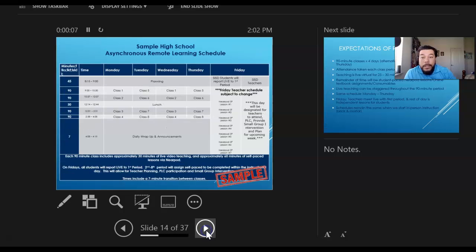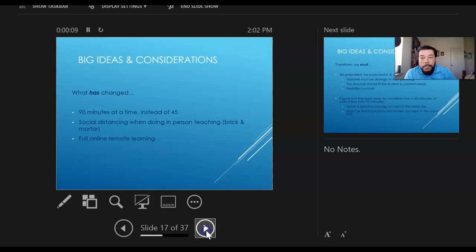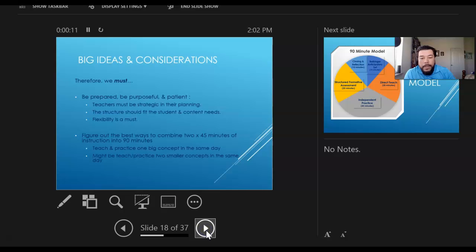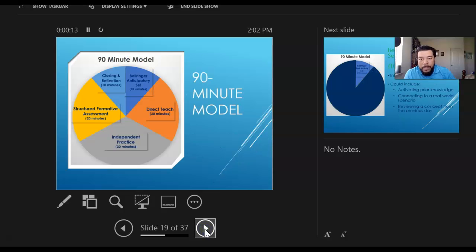So there is a 90-minute model training that you will be receiving during the 2 weeks of staff development. But I wanted to give you a sneak peek for those of you that are starting to look at stuff right now. Essentially, this is a template. This is an outline of what you could do with your 90 minutes.